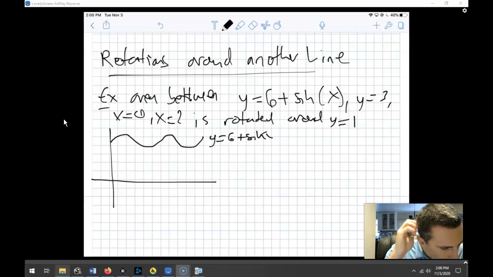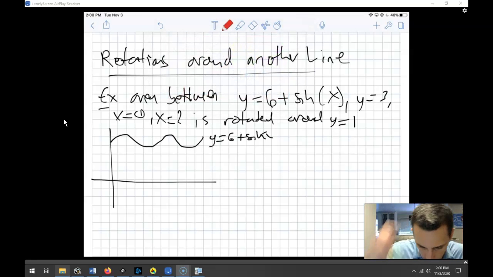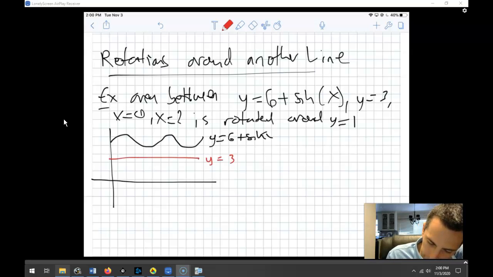Then let's say, what about the lower function, y equals 3? That's down here. And between x equals 0 and x equals 2, so that's going to go to 0 and then go to 2. So this is the region we're talking about.